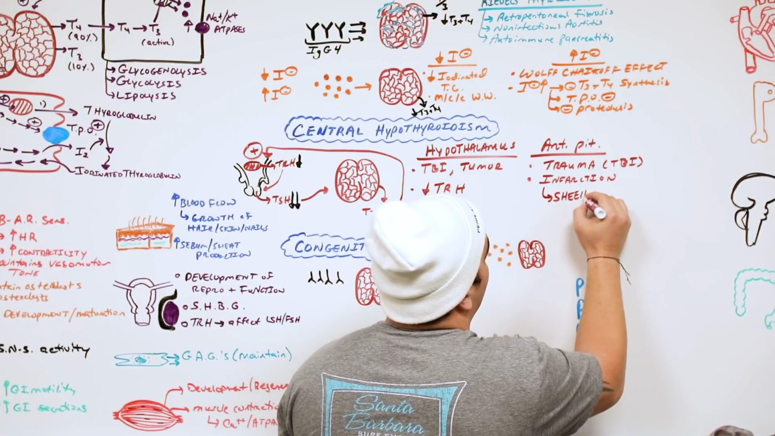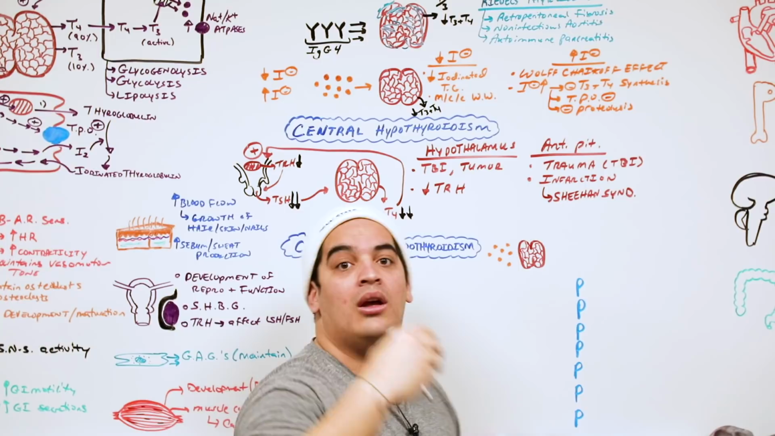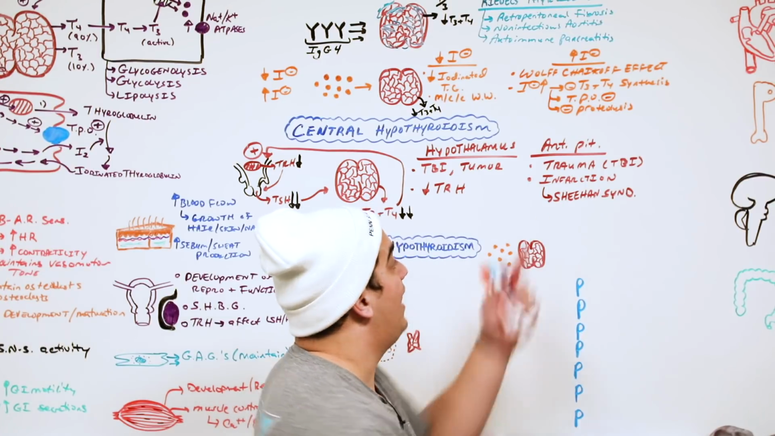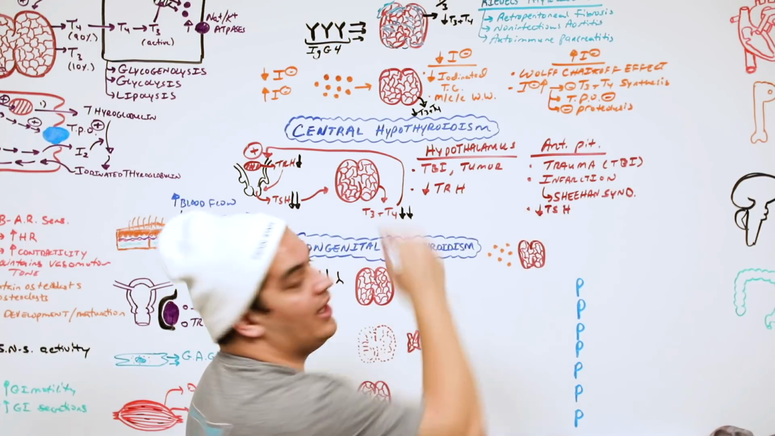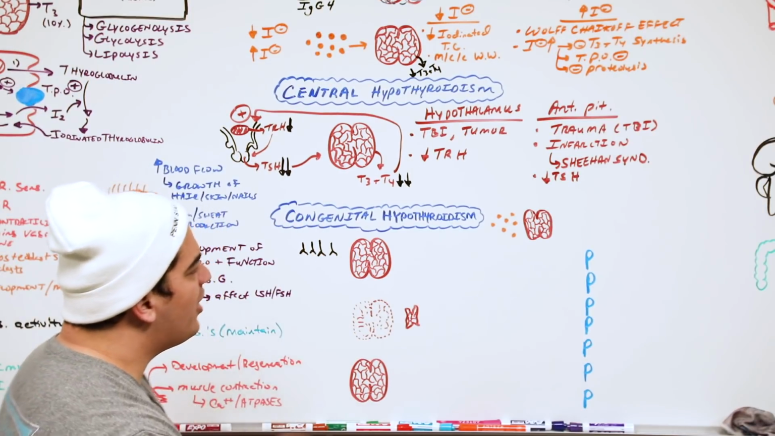It's called Sheehan syndrome. And Sheehan syndrome is associated with postpartum hemorrhage, not getting enough blood flow to the pituitary, infarcting, and then what's the result of that? Decreased TSH, resulting in decreased T3 and T4. Ba-boom, baby, we good. All right, so congenital hypothyroidism.